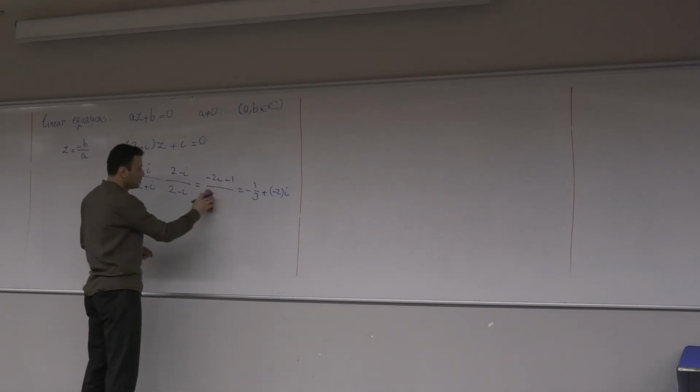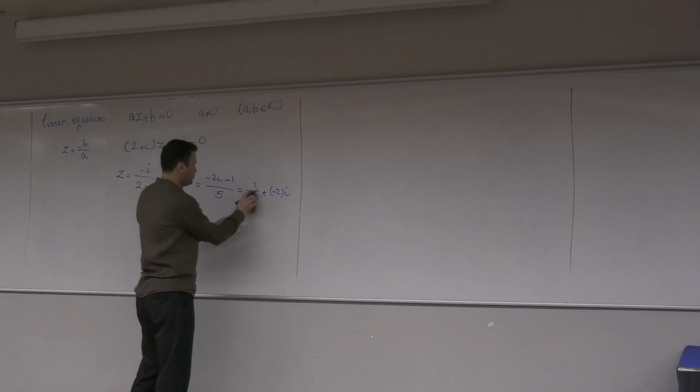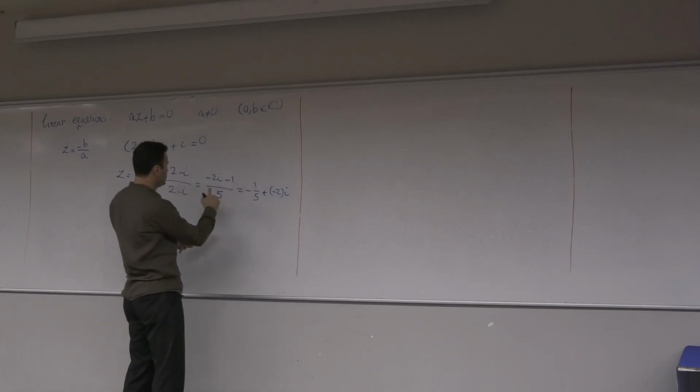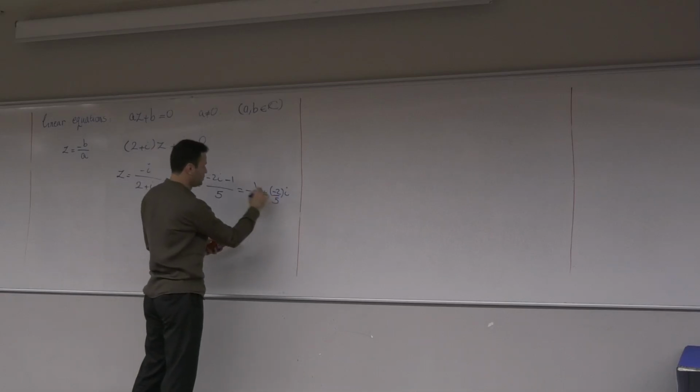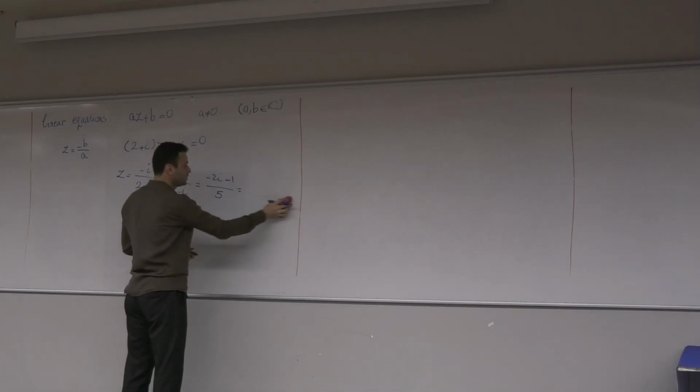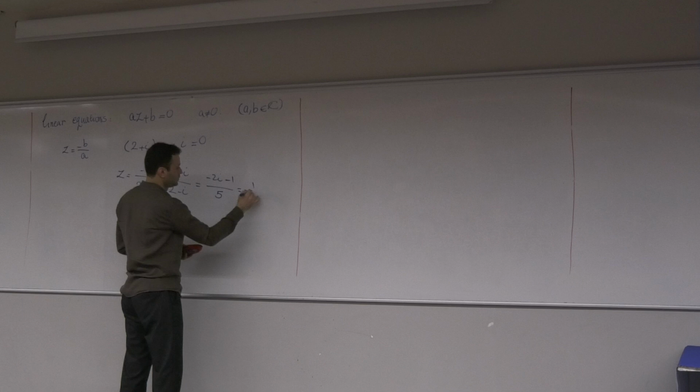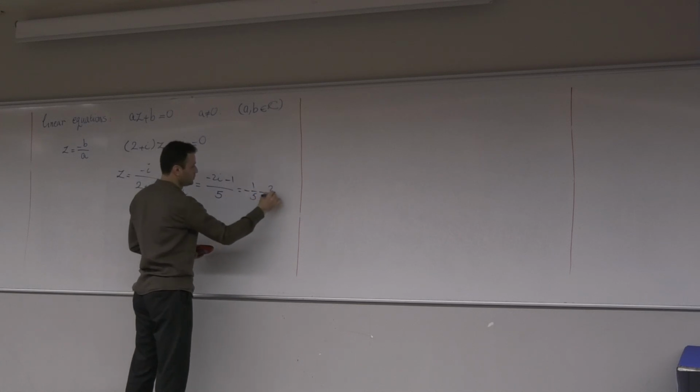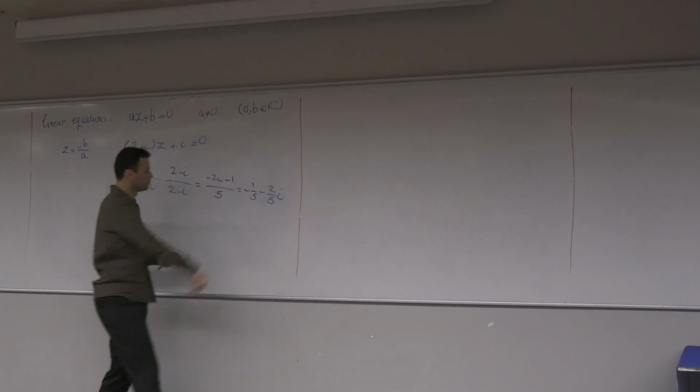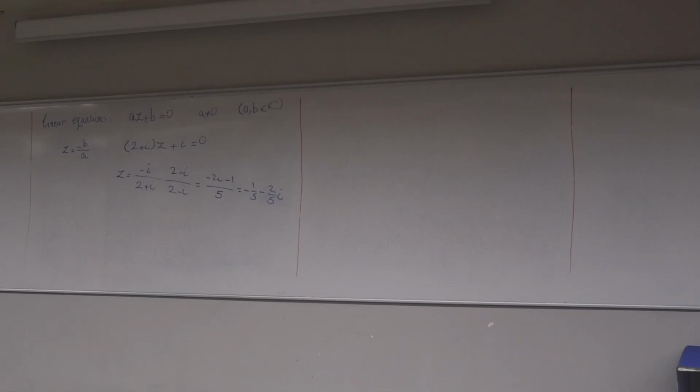Yes, this must be 5, sorry. This is going to be minus 1 divided by 5, minus 2 divided by 5. I have it in both of them here. Yes? Fine?